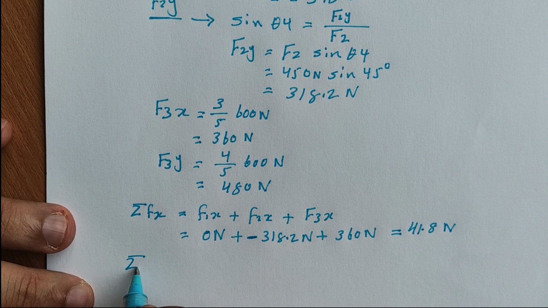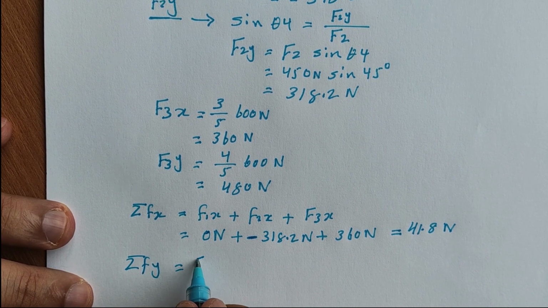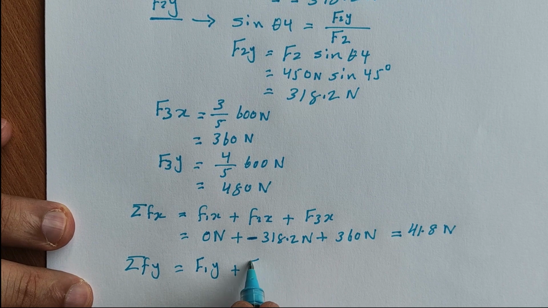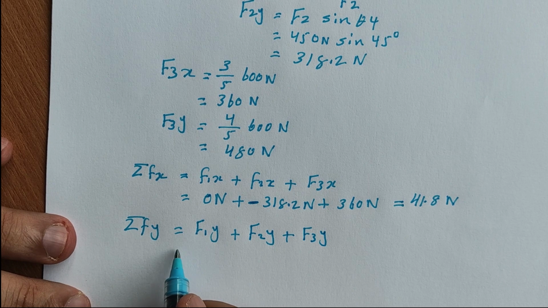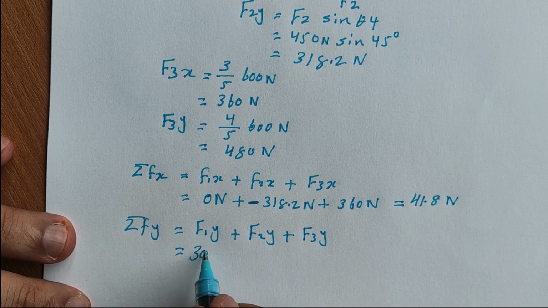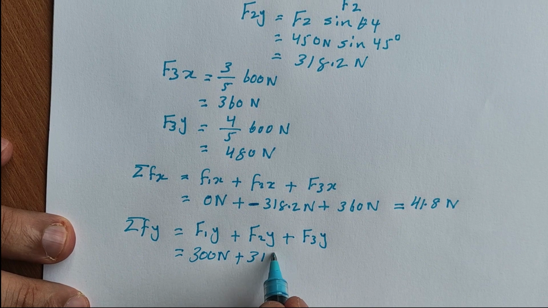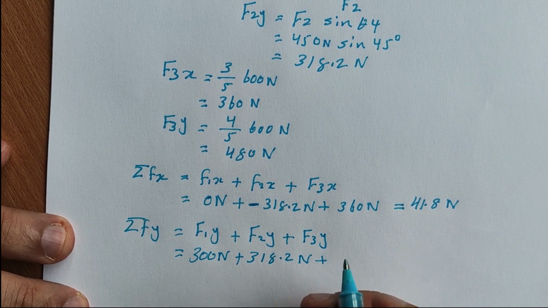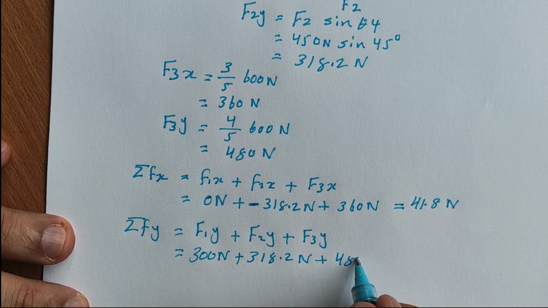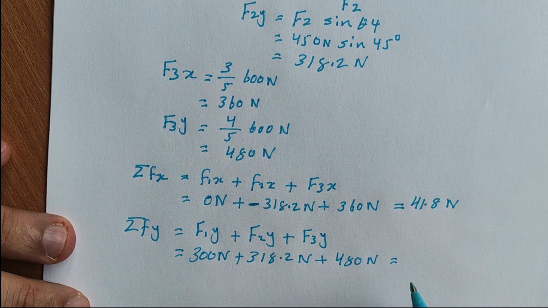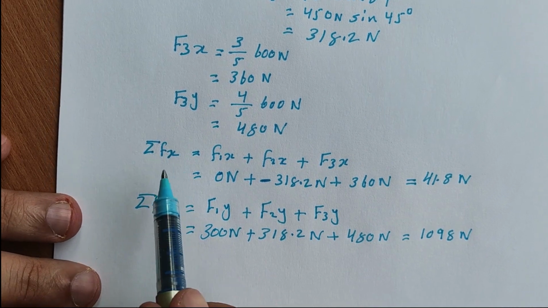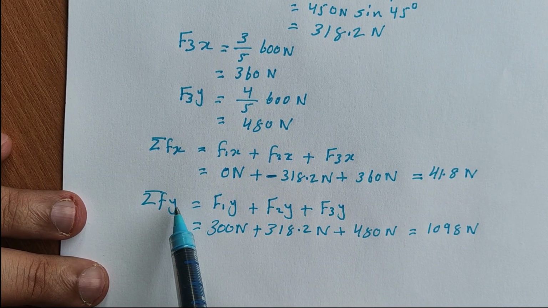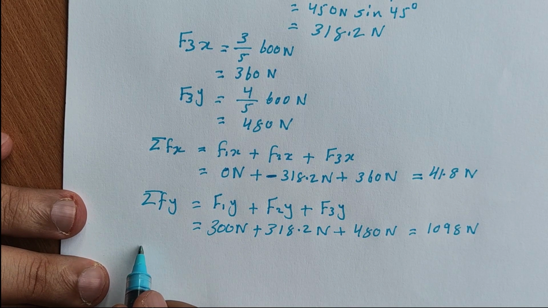So for the sum of the forces in the y direction, we do the same thing: F1 on the y plus F2 on the y direction plus F3 on the y direction. This is 300 Newton plus 318.2 Newton plus F3, in this case 480 Newton, and all of them should equal 1098 Newton. Once you've got your sum of forces in the x direction and the y direction, it's easy now to find the resultant force.